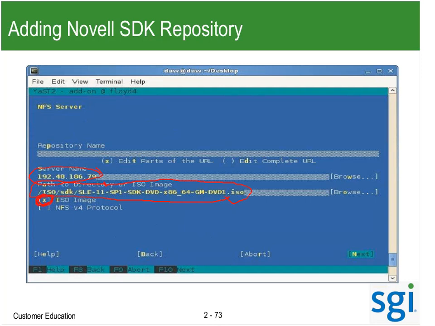Browse, by the way, doesn't do anything. It just tells you what file systems are mounted when it's NFS. If it's a local file system, browse will show you files. But if I try to browse off this NFS server, it won't actually give me file names. So I do have to cut and paste or type it out.